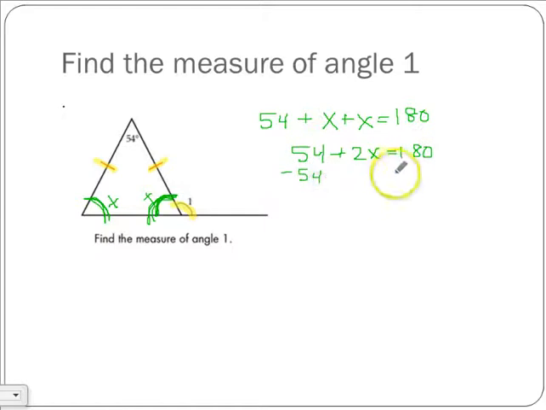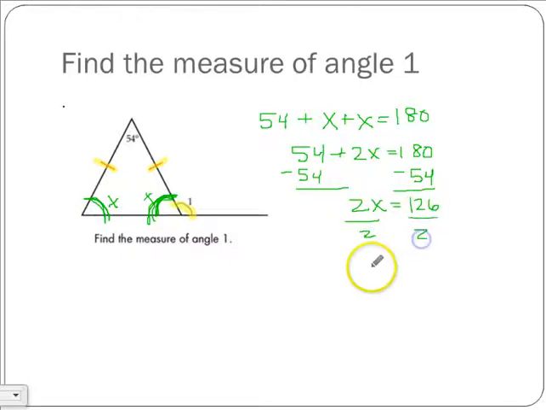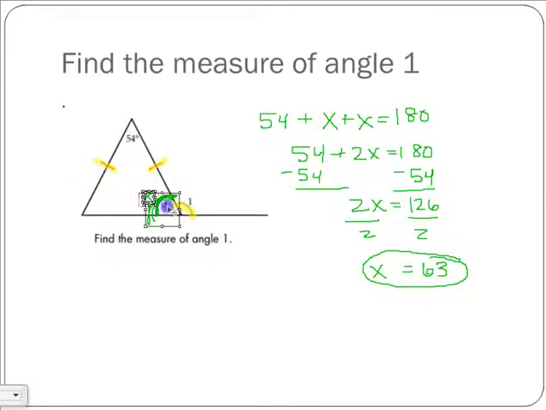Subtract, we're just doing some algebra now. Subtract 54 from both sides. We get 2x equals 180 minus 54. 180 minus 54 is 126. Last step is to divide each side by 2. We get x equals 126 divided by 2, 63 degrees. So that means that each of these angles is 63 degrees because they have to be congruent.